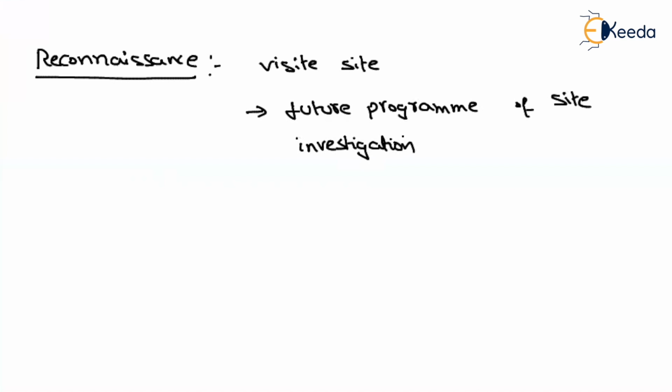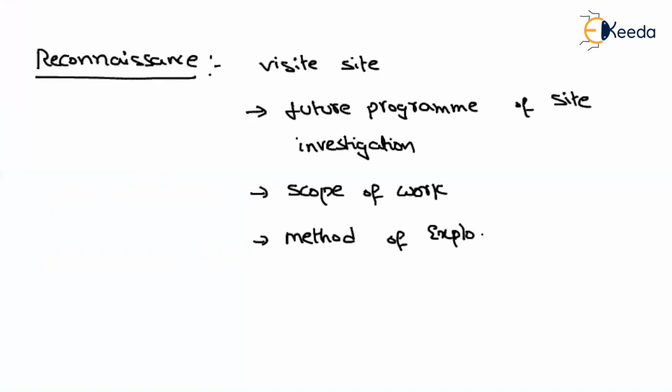They will make a list of what has to be done. And also they will decide the scope of work, that means up to how much extent the work has to be done for each property. And also they will decide the method of exploration. Method of exploration is nothing but how the soil is extracted to study the properties.